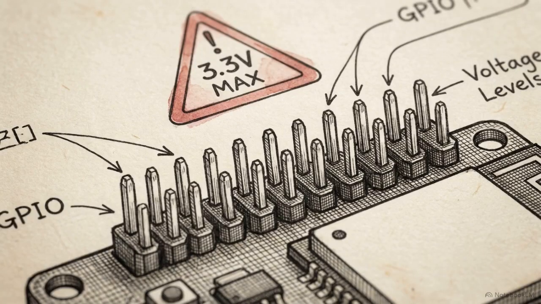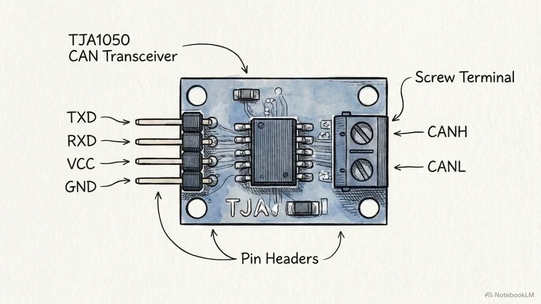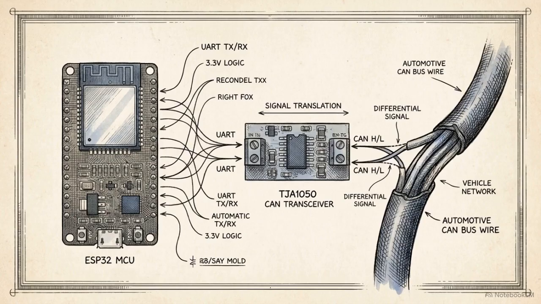While the ESP32 can handle logical frame processing, its pins cannot physically generate the 2-volt differential required for the dominant state on the bus. That is why we must use an external component like the TJA1050 transceiver. It sits between the microcontroller and the network to translate low-voltage logic into automotive-grade physical signals.